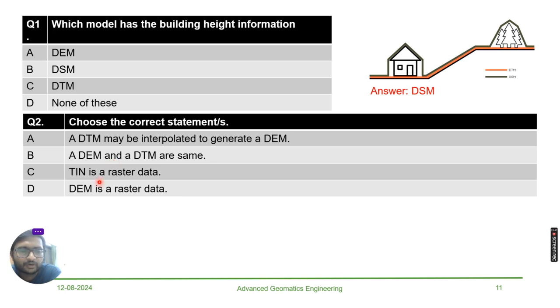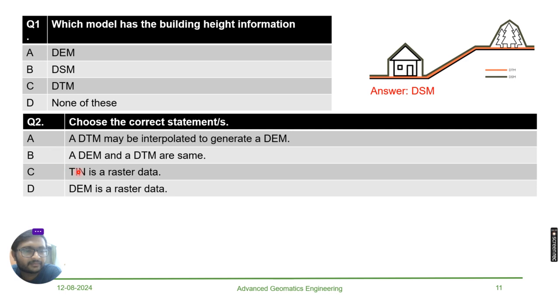And when we talk about raster data, DEM is continuous in nature, so it is considered a raster data set. So the fourth option is correct. The second option, DEM and DTM are same, is not exactly right. There is a minor difference: if you have a DTM, you can generate the DEM data, but if you have a DEM, you cannot generate the DTM data sets. Using a DTM, if we interpolate it, we can generate the DEM data sets. So option one is also correct.